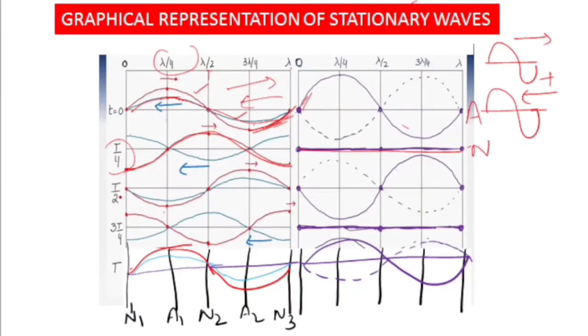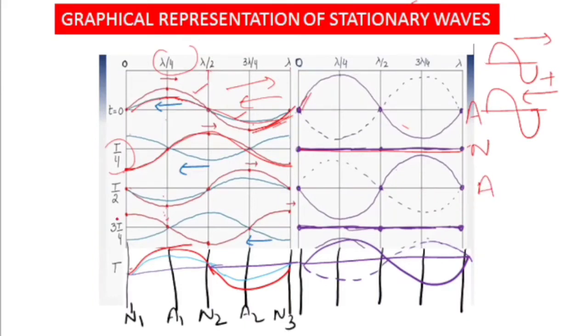Again after T by 2, both waves cover half distance. This red one, after covering half distance, starts from this point, and the blue one, after covering half distance, starts again from this point. Again at T by 2 both are in the same phase. The crest of one coincides with the crest of another, and again in the negative x direction maximum amplitude is formed. It means an antinode is formed.